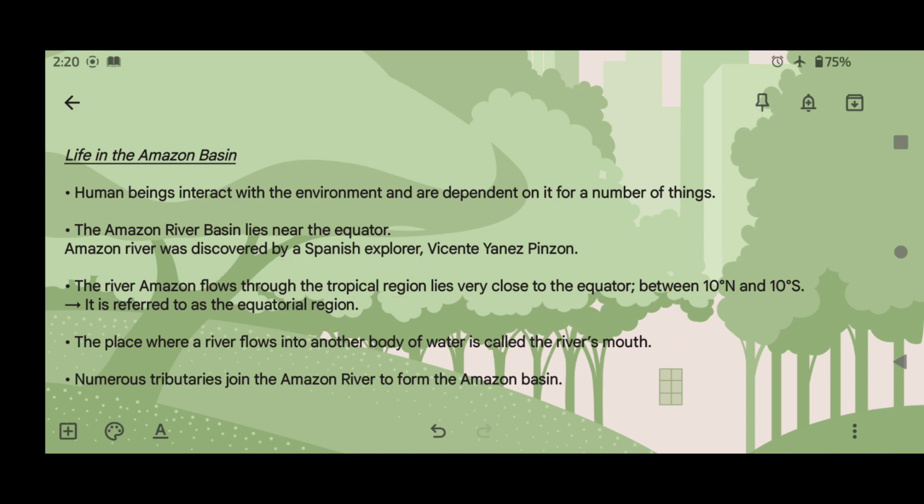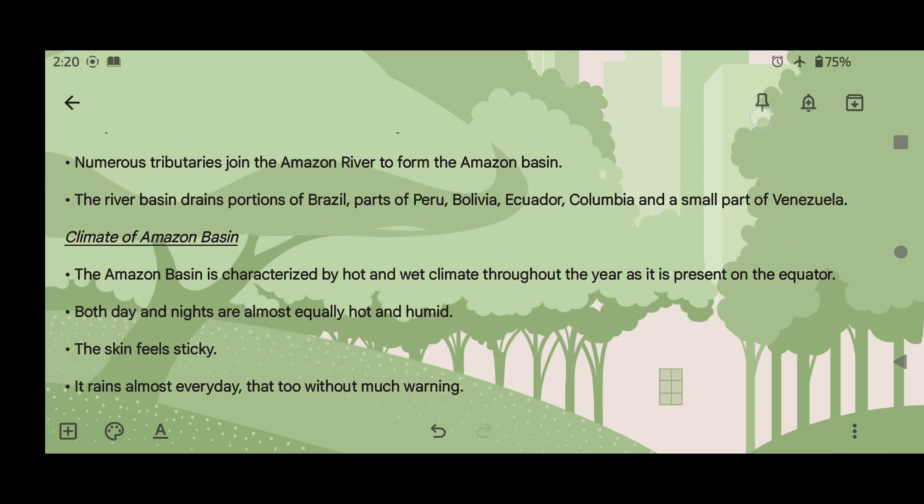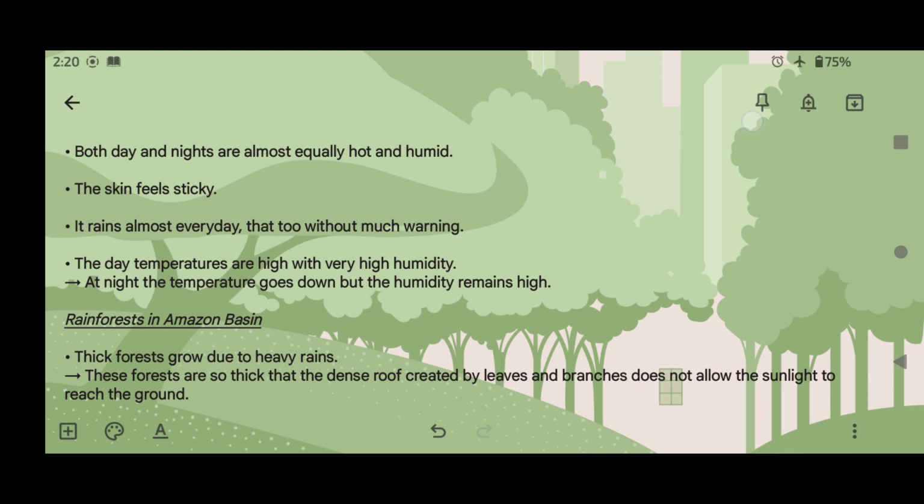Numerous tributaries join the Amazon River to form the Amazon Basin. The river basin drains portions of Brazil, parts of Peru, Bolivia, Ecuador, Colombia, and a small part of Venezuela. Climate of the Amazon Basin. The Amazon Basin is characterized by a hot and wet climate throughout the year as it is present on the equator. Both days and nights are almost equally hot and humid.